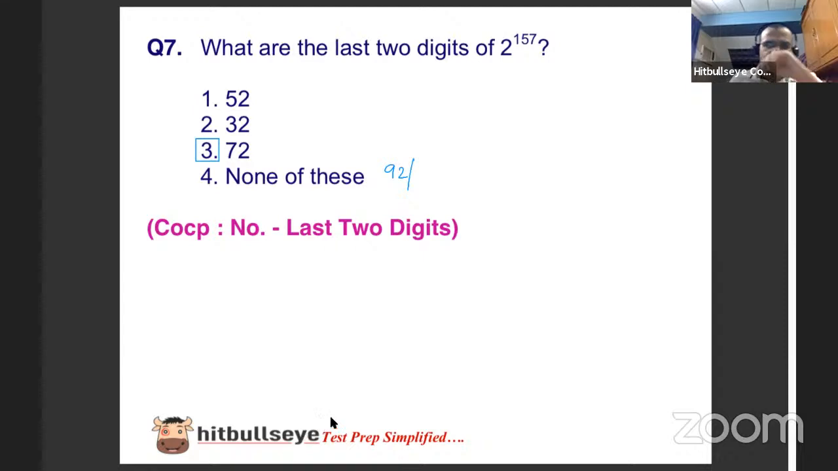चलिए आइए solve करते हैं. So yeah, let's do it. So this is an interesting one. What are the last two digits of 2 to the power 157?